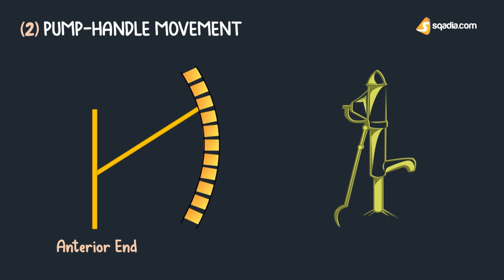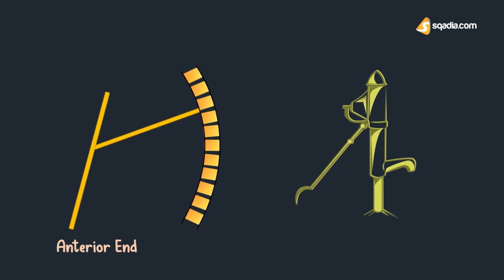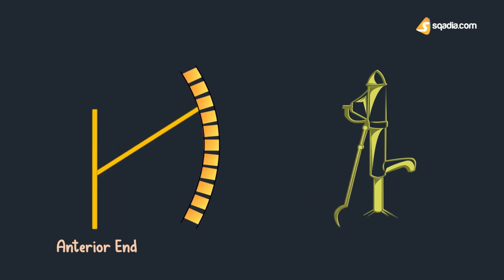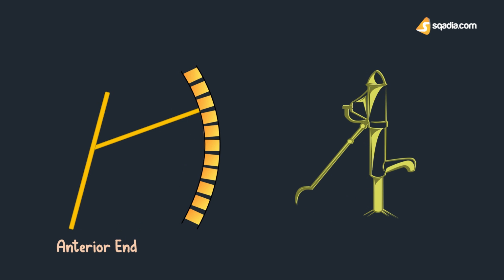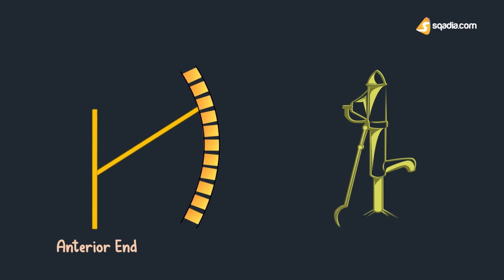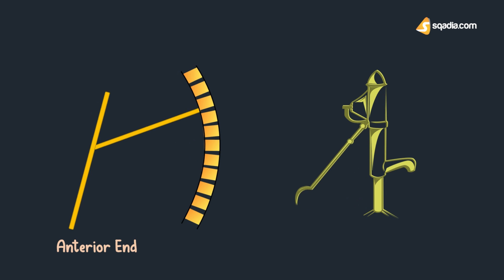Next, we have the pump handle movement. Here, the anterior end of the rib is lower than the posterior end. Therefore, during elevation of the rib, the anterior end also moves forwards. This occurs mostly in the vertebrosternal ribs. Along with the up and down movements of the second to sixth ribs, the body of the sternum also moves up and down, called pump handle movements. In this way, the anteroposterior diameter of the thorax is increased.